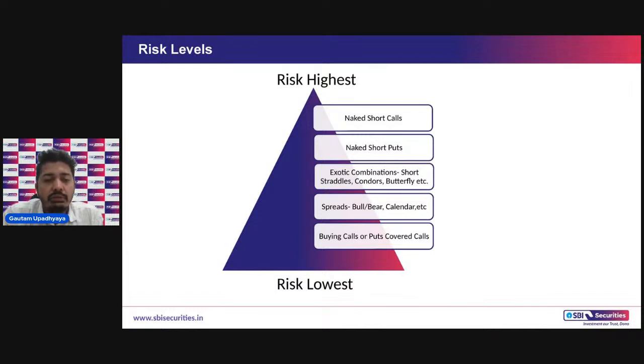And post that, if you see, there is strategies like exotic combinations, straddles, condor, butterfly. ये सब hedge strategies है, but still there is a bit of risk associated with it. Then we have the basic, that is buying of call option and buying of put option and covered call options. So these are the relatively less risky strategies in the market. So if you are an option seller, always consider to do hedge strategies. अगर आप option बेच भी रहे हैं, if you want to make profit, consider doing it in a hedged manner.